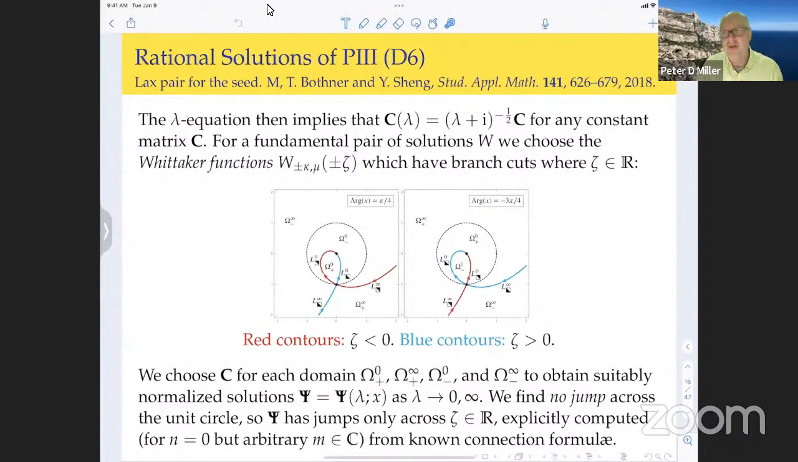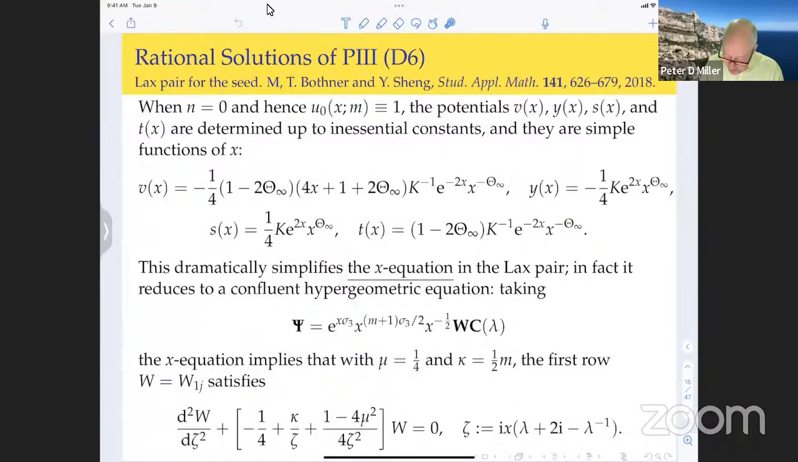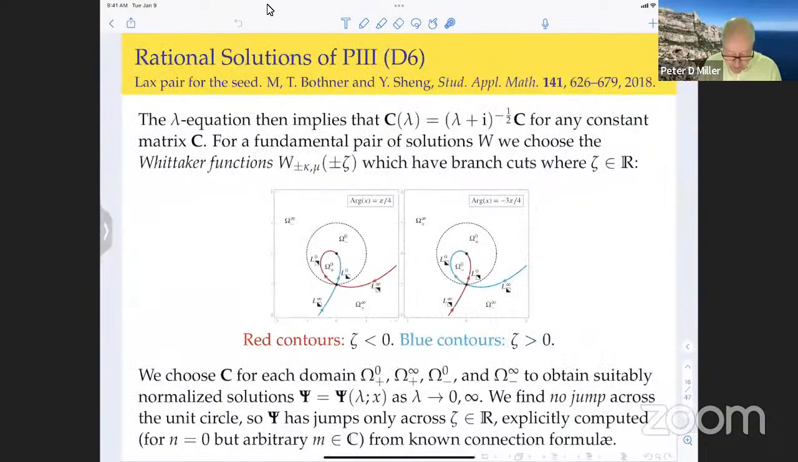So the thing about that, of course, is that the real line for zeta, let me just remind you of the formula, is something in the lambda plane, but it rotates around depending on the value of x. That's somehow tied to the fact that the Painlevé-III equation has a singularity at the origin. So what it means is that the jump contour for this problem depends on x in a complicated way, perhaps.